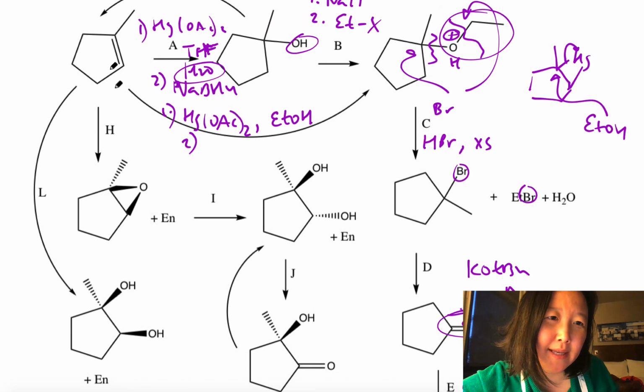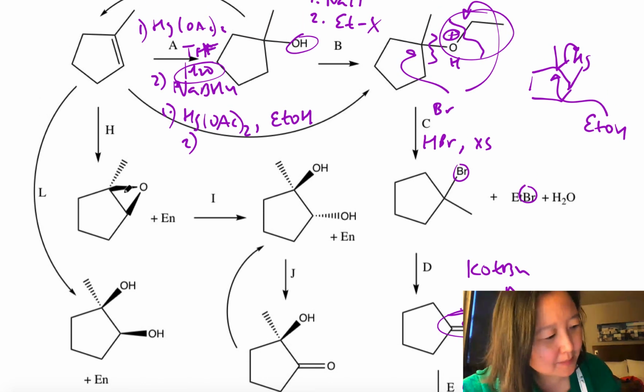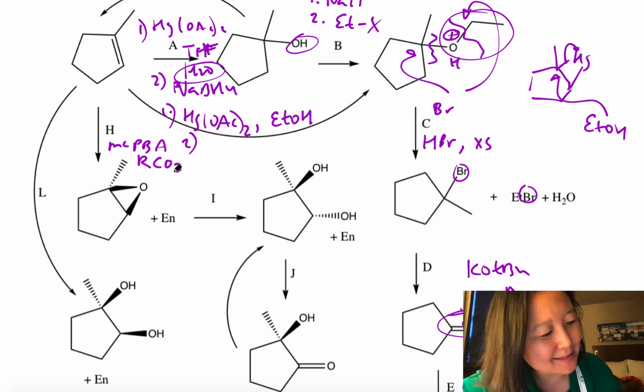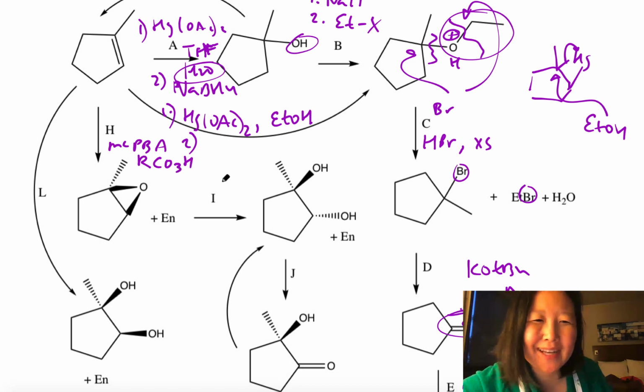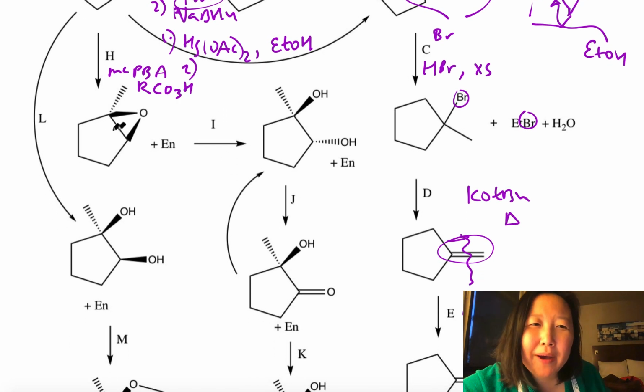Then once I have this, I just need to epoxidize it. So I'm going to use mCPBA or some other kind of peroxyacetic acid or peroxy acid of any kind. Any R group is fine. Once I make the epoxide, I want to open it up. When you open an epoxide ring, you always get attack on the opposite side of that.